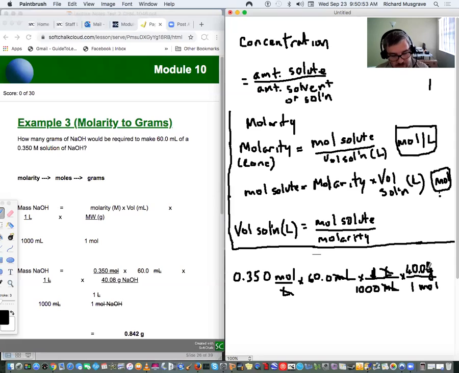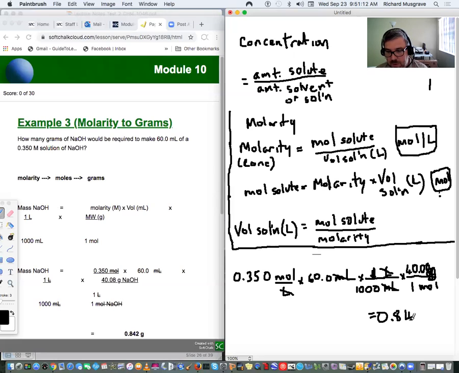Again, that's the molecular weight of sodium hydroxide. Sorry about that. We have the grams over here. And when we do the math on that, it comes out to be 0.842 grams.